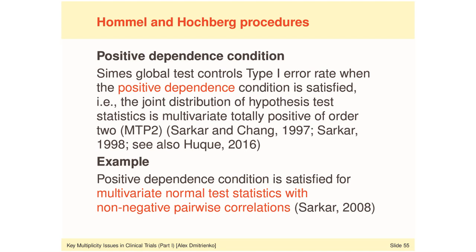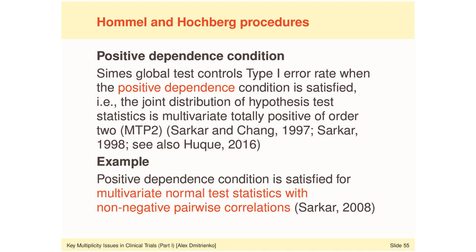In addition to those simulation-based evaluations, the type 1 error rate of the Simes global test, and as a result the family-wise error rate of semi-parametric procedures, have been studied in multiple publications, and sufficient conditions for type 1 error rate control have been derived. The most basic case here is the case of independent hypothesis test statistics, which is of course not a realistic assumption in the context of clinical trials.